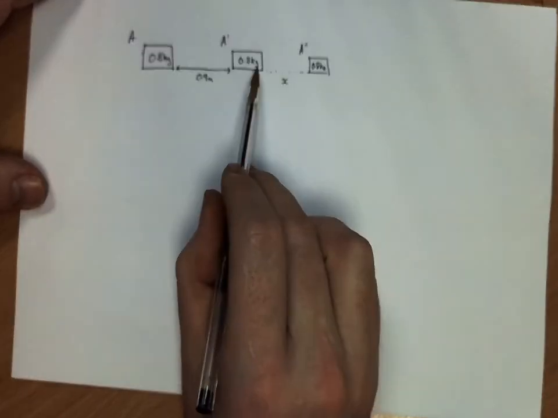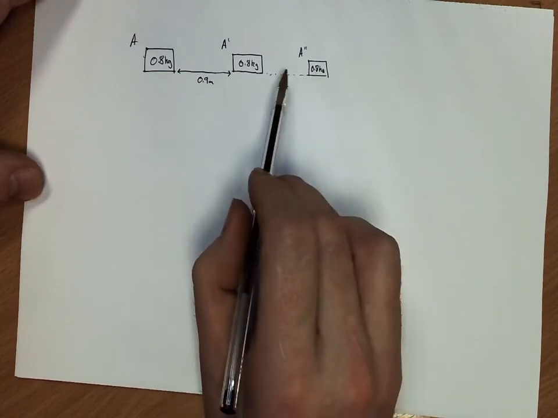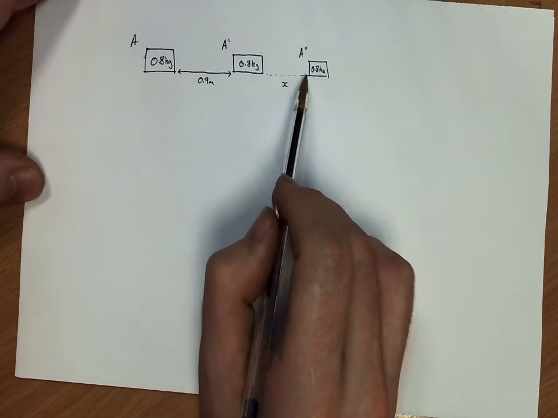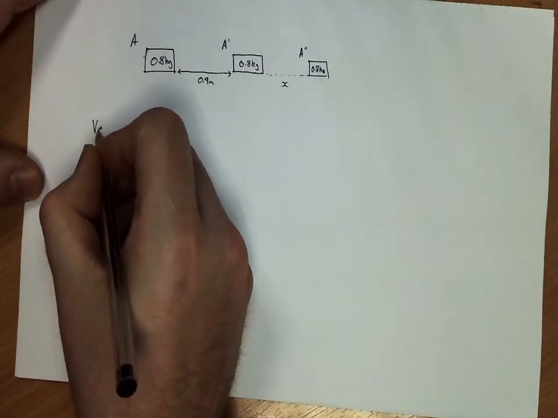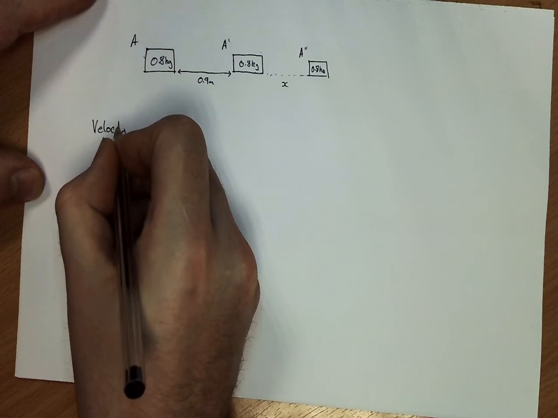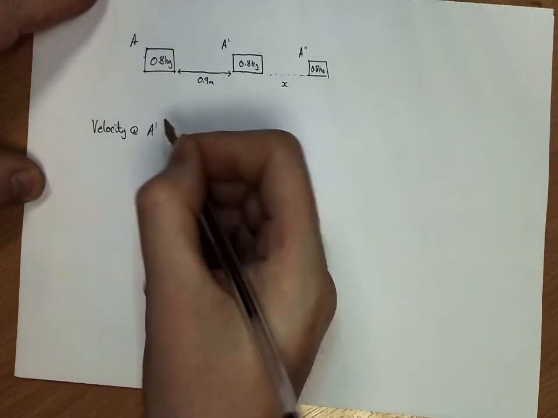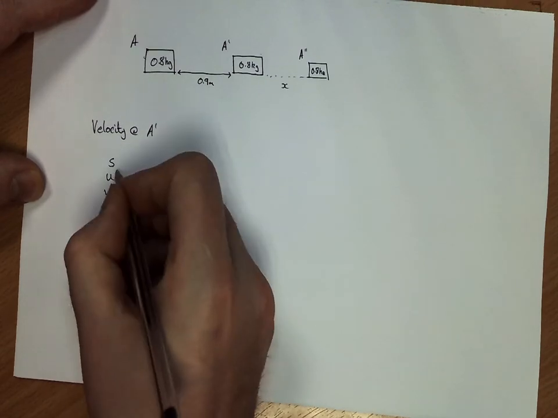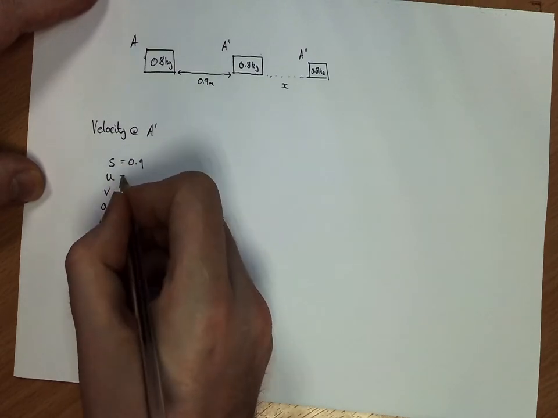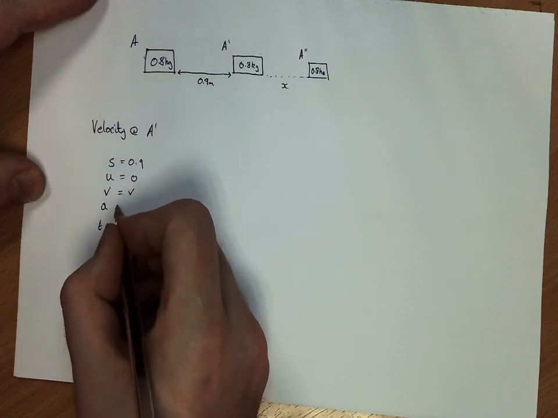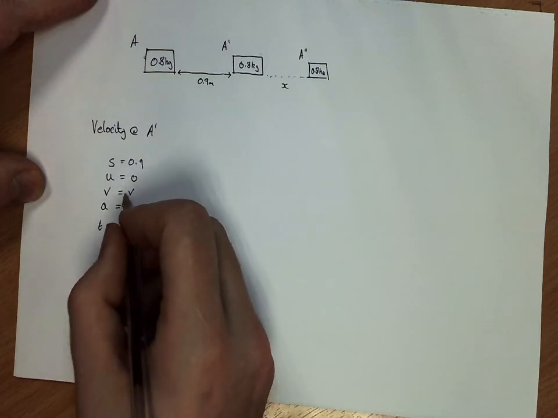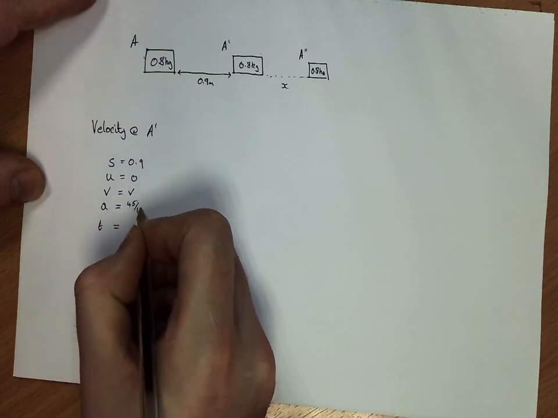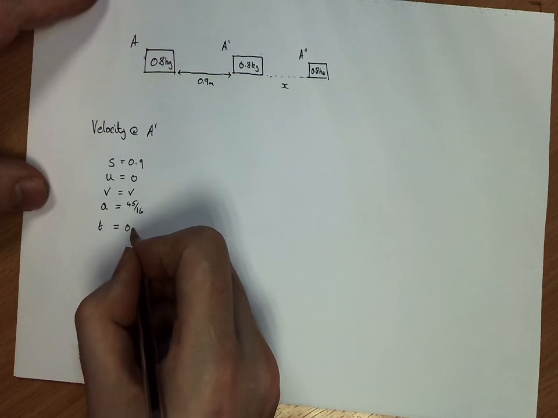To work out how far it goes before coming to rest, I need to know its original velocity, and I need to know the acceleration here. So the first thing I'm going to work out is the velocity at A dash, and I'm going to use SUVATs to do that. So S equals 0.9, U equals 0, V is unknown, acceleration we have worked out in the previous question, which is 45 over 16, and time is 0.8.